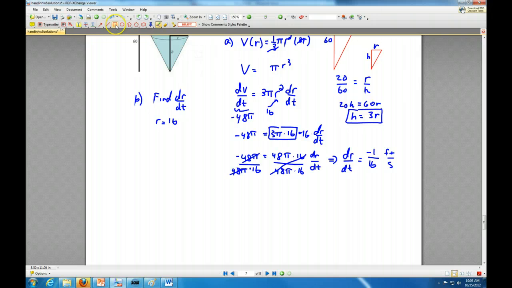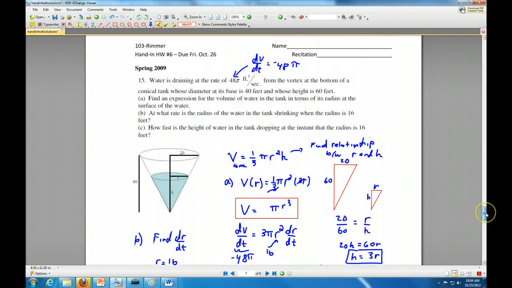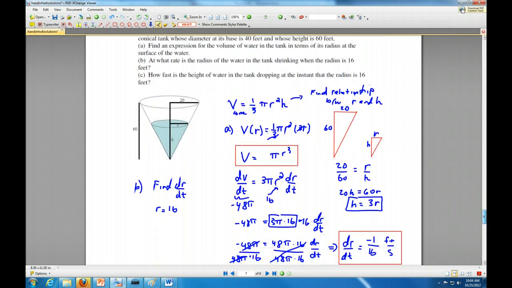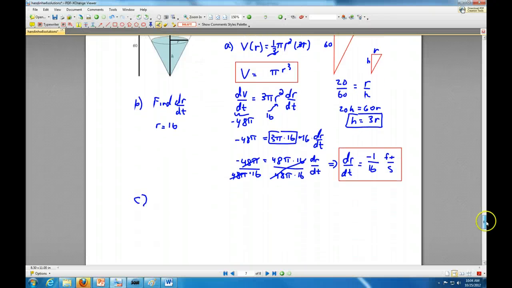So it's a three-part question. Here's A. Here's B. And now part C. Part C is, what about dh/dt? How fast is the height of the water in the tank dropping at that same instant? Well, we know how h and r are related to each other. This equation right here gives the relationship between h and r.